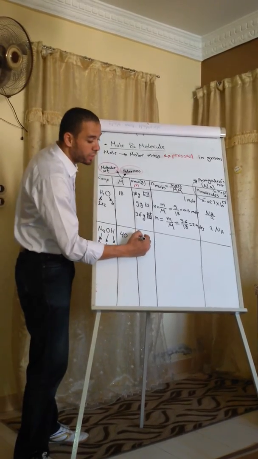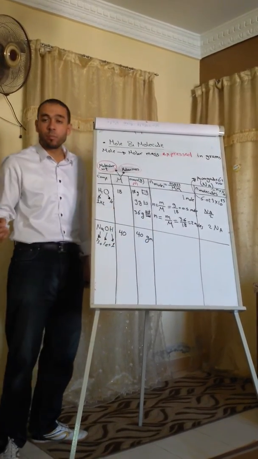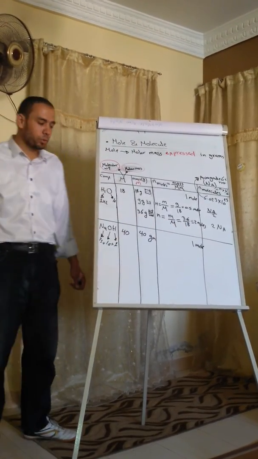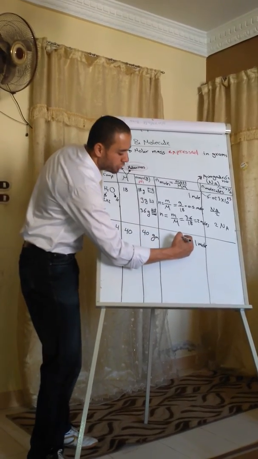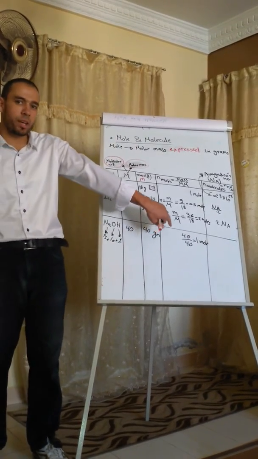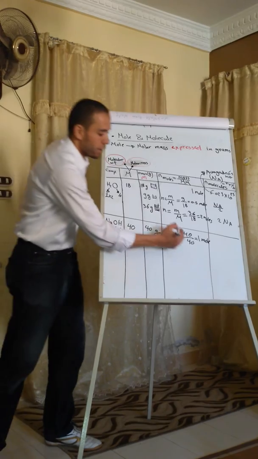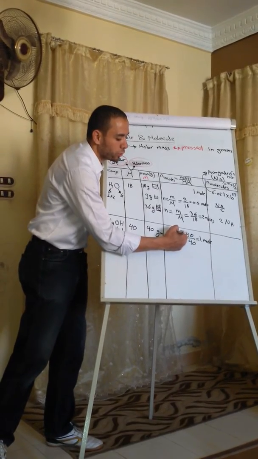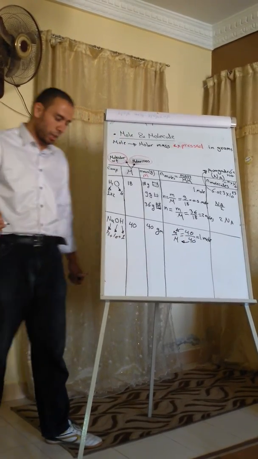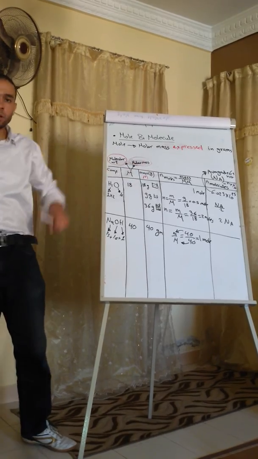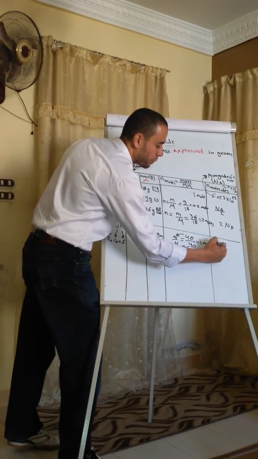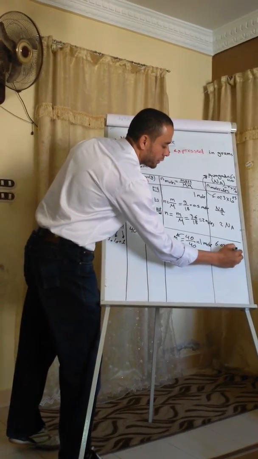So if we have 40 grams, how many moles do we have? Yes, only 1 mole. How did you calculate it? By dividing 40 over 40. What is the difference between 40 in the numerator and 40 in the denominator? The numerator regards the mass and the denominator regards the molar mass. So how many molecules do we have in this 1 mole? Yes, also Avogadro's number, which is 6.023 times 10 to the power 23.